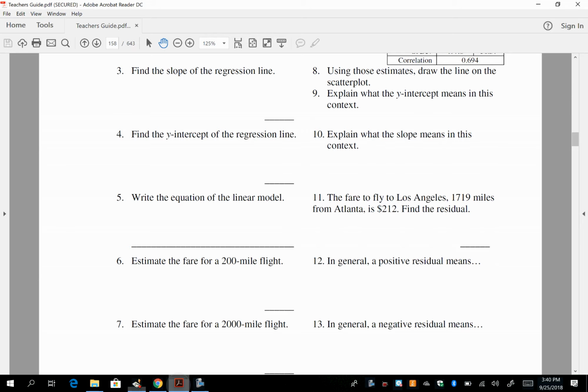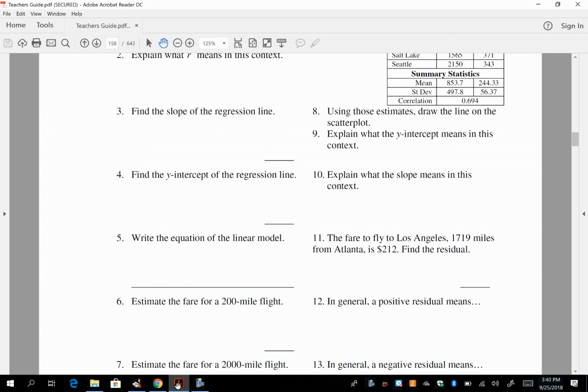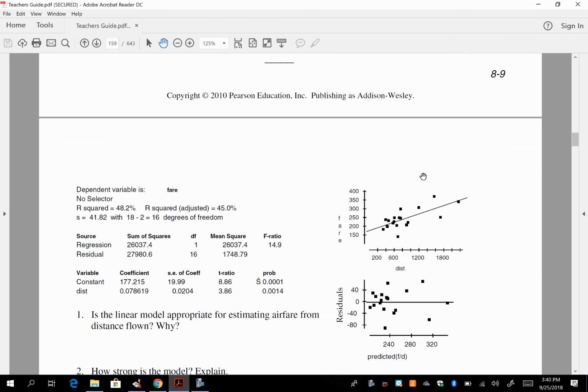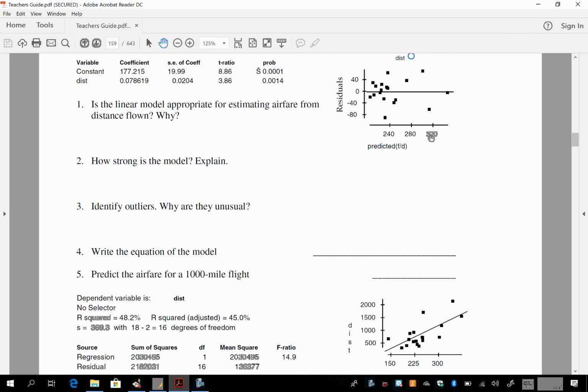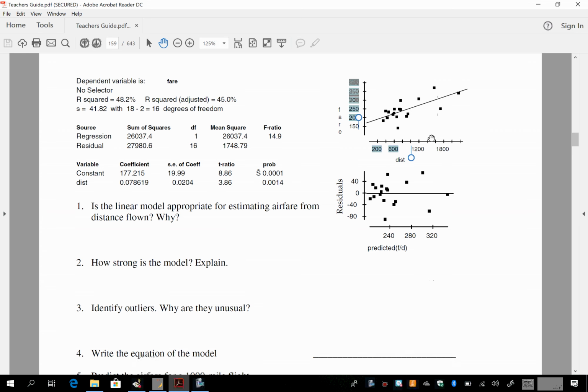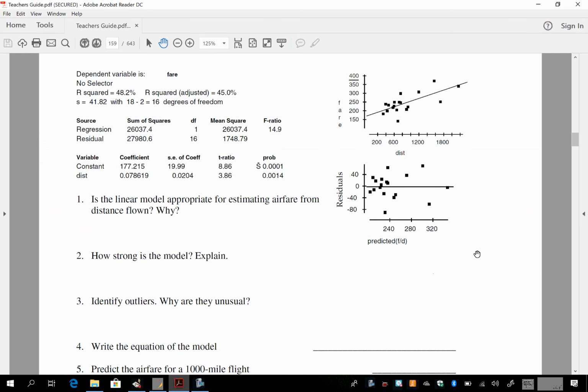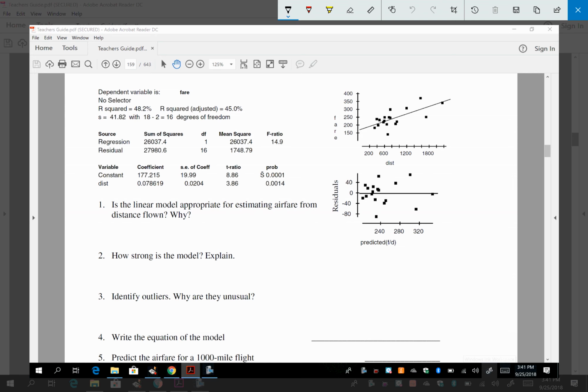Oh, great question. We want to write it somewhere? We can write it somewhere. Let's write it. Flip it over. There we go. Look at all that stuff. Do you see number one? Is the linear model appropriate for estimating airfare from distance flown? And we're going to say yes. I guess I can write it in for you.